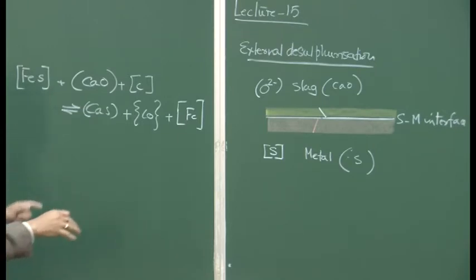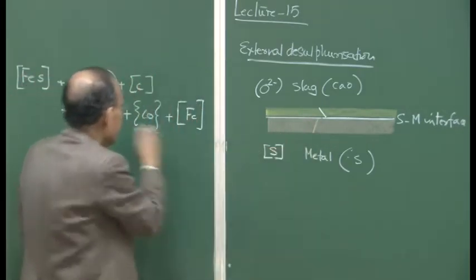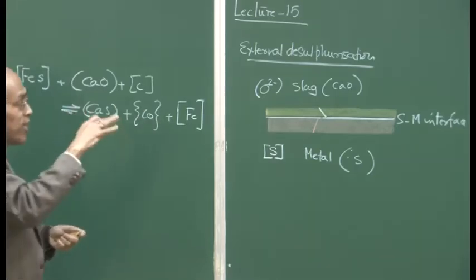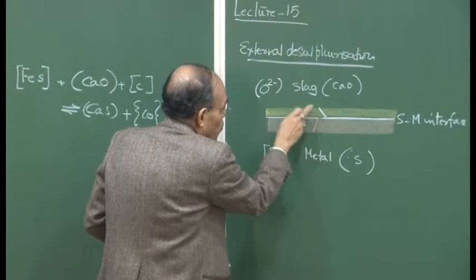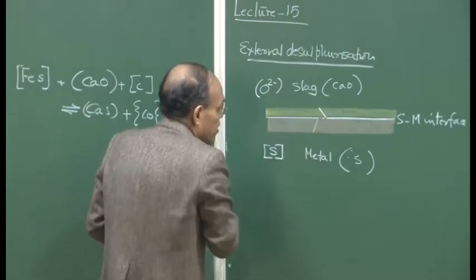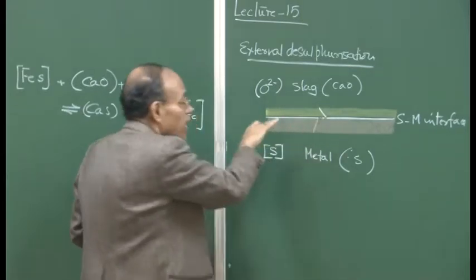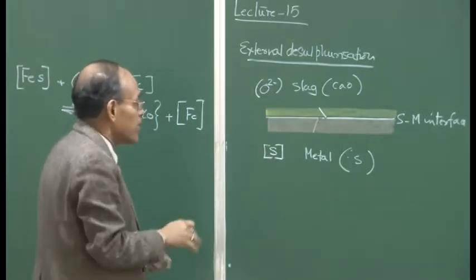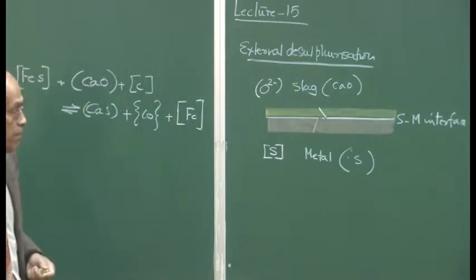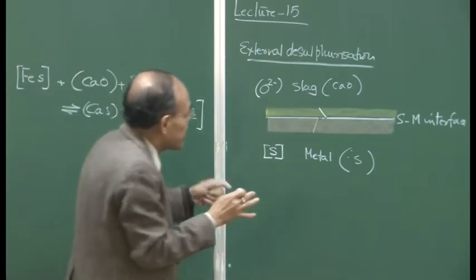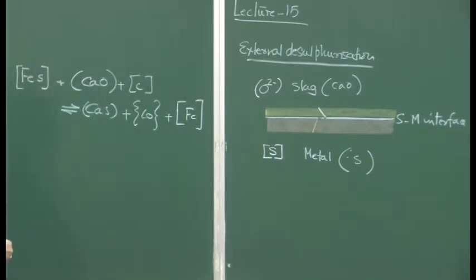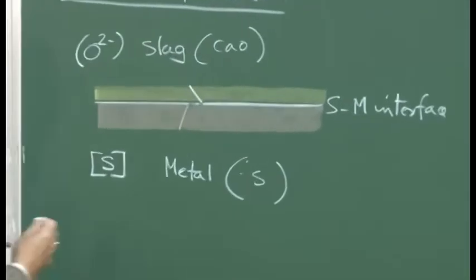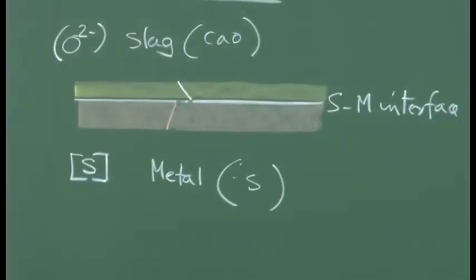So, if you stop one of the transport processes across the boundary layer, this reaction will not take place. So, all these steps, transport of sulfur to the reaction site, transport of calcium oxide to the reaction site, then the chemical reaction, and the movement of the product in the opposite direction, these are all kinetic steps which are connected in series. If you stop one of them, the reaction will not proceed, or desulfurization will not be possible.